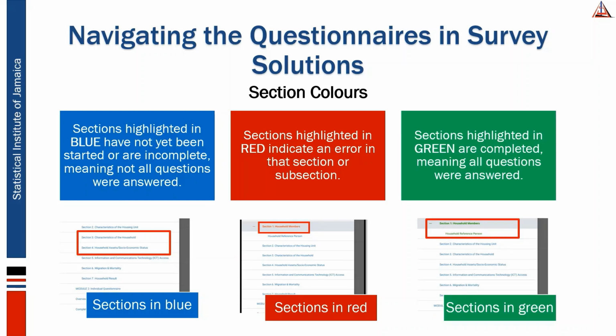Section colors in Survey Solutions are very important as they each display different types of messages. Sections highlighted in blue have not yet been started or are incomplete, meaning not all questions were answered. Sections highlighted in red indicate an error in that section or within the subsection. Sections highlighted in green are completed, meaning all questions were answered.